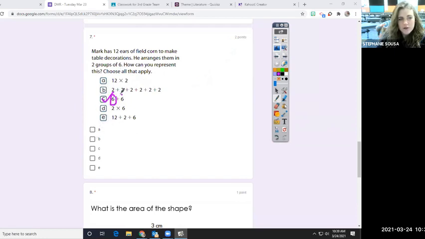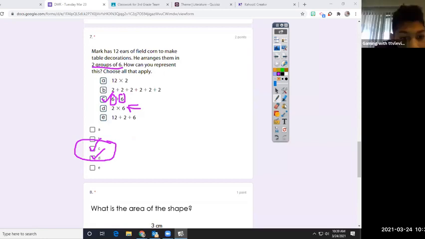That is 1, 2. It's a good thing I went back and looked at my example. Also, 2 groups of 6 is multiplied as 2 times 6. So D. C and D show 2 groups of 6. Leveroni.